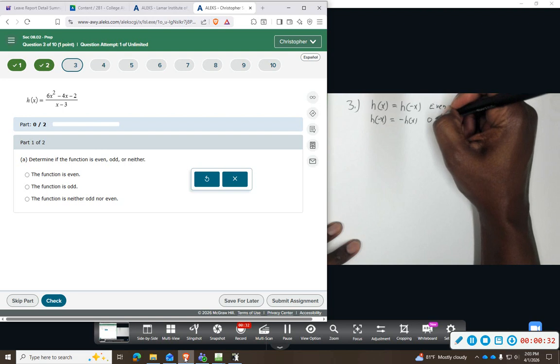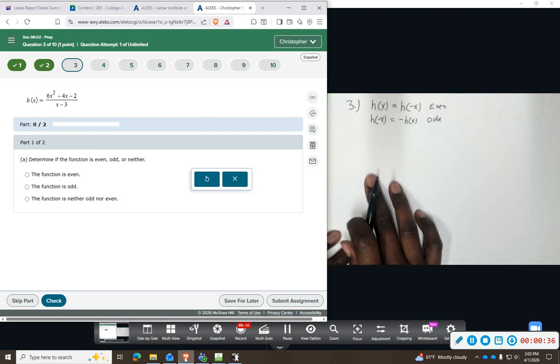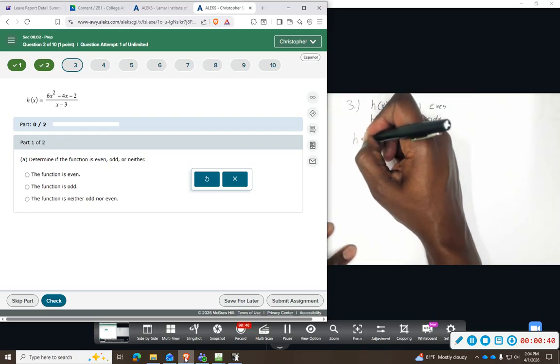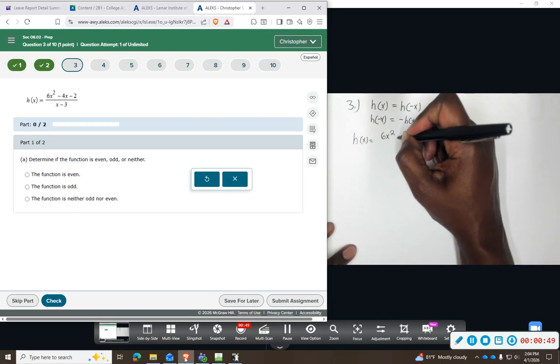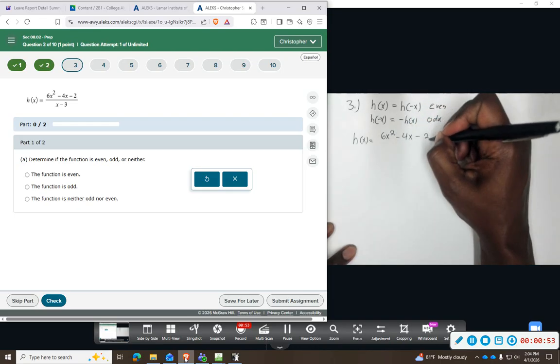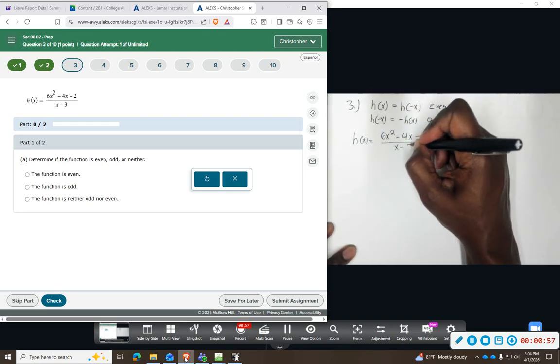This means odd. You get a little bit more information if you go through the sections in the textbook. However, I'm just going to do each of those and we're going to compare them. h of x is equal to 6x squared minus 4x minus 2, all over x minus 3.